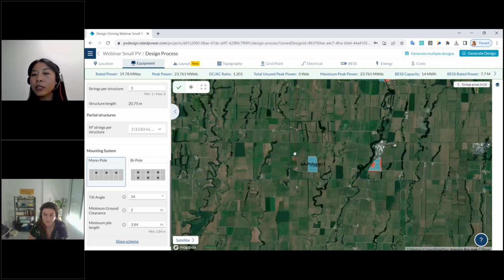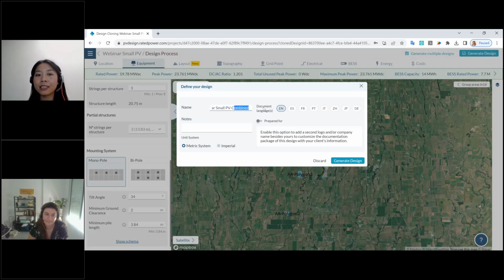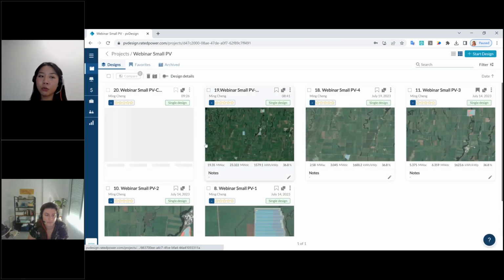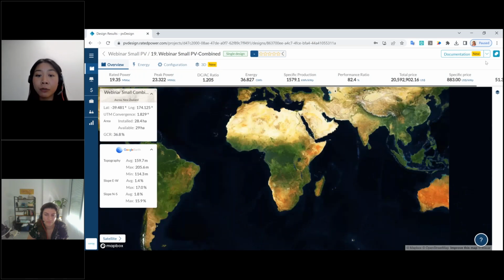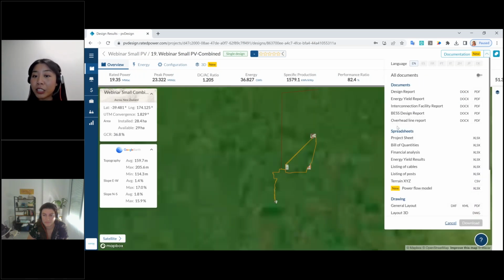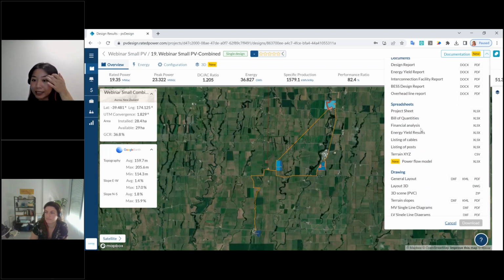After all the steps are cleared, I can generate the design for this combined area. And once I have clicked it, the simulation will be running on the cloud, and this has nothing to do with the computational power of your device. This result should be showing in less than 1 minute. I will just go into this old design: more than 400 pages of very detailed engineering, energy yield, and cost-related reports, spreadsheets, and drawings.